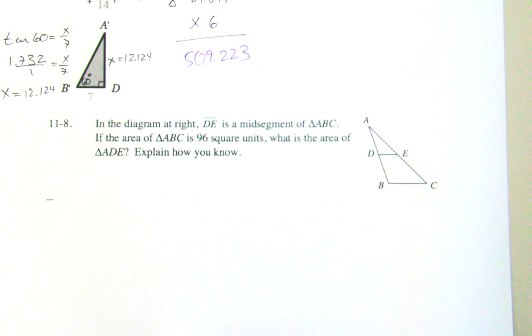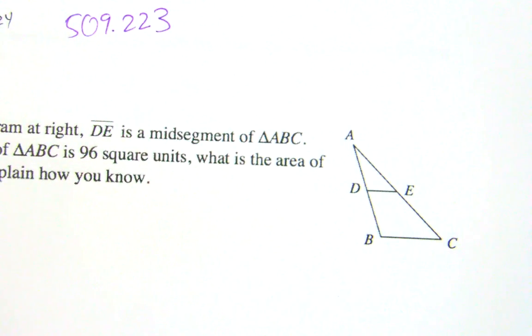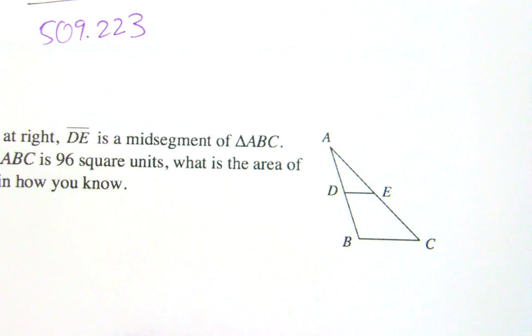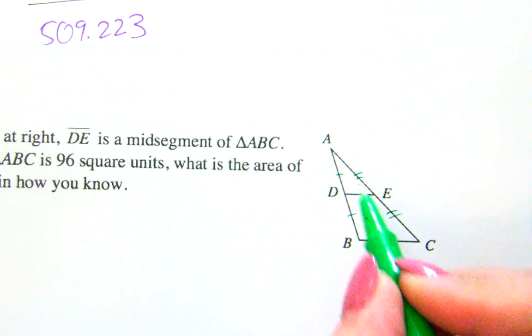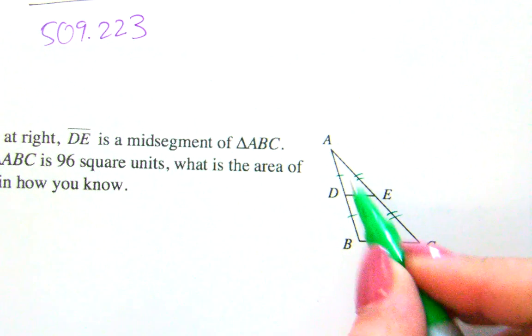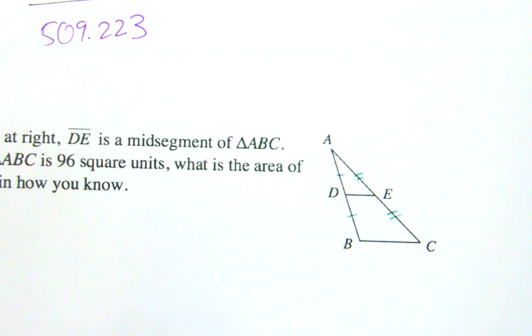Okay, number 8. In the diagram at the right, DE is a mid-segment, which means it cuts those pieces in half. If the area of ABC, the whole thing, is 96 square units, what's the area of ADE? So these are the same, so one is going to be half of the other linear-wise, but the area is going to be to the 4th power. Okay, so 96 divided by 4.